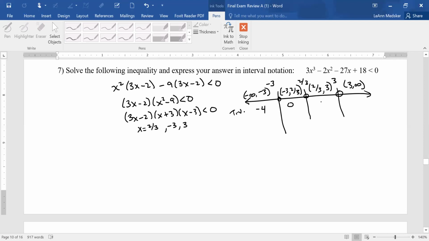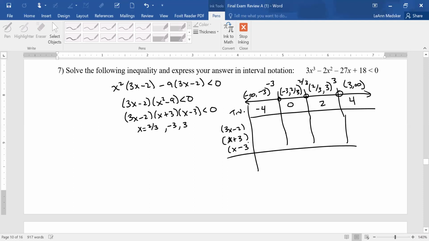Between 2/3 and 3, we could use 2. And bigger than 3, we can use 4. Once you've got your test values picked, I usually make a line, and then I put all of my factors over here on this column to kind of help me know what I'm plugging into. x plus 3, x minus 3, and the goal is that when we're done, we want it to be less than 0. Now this chart works as long as you have your factors on the left and your greater than or less than 0 on the right, because we read from left to right.